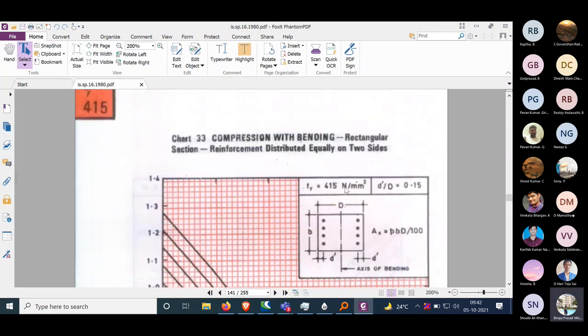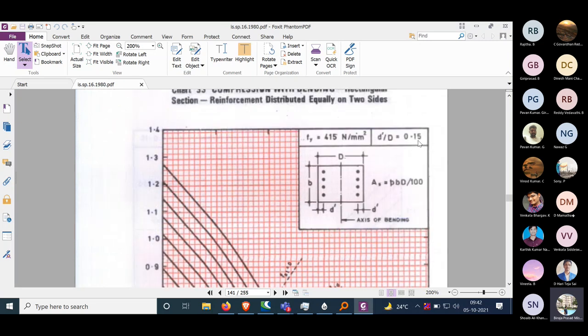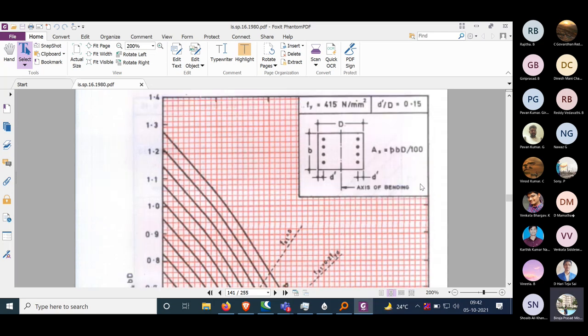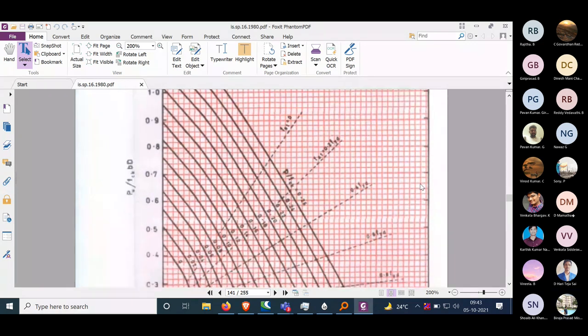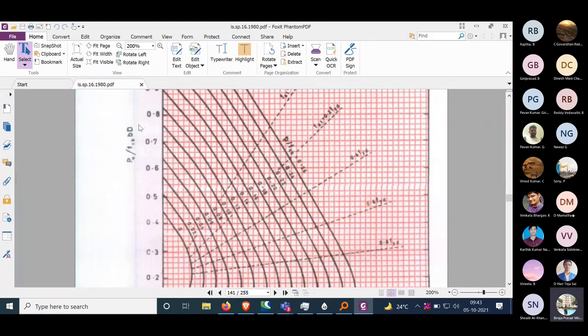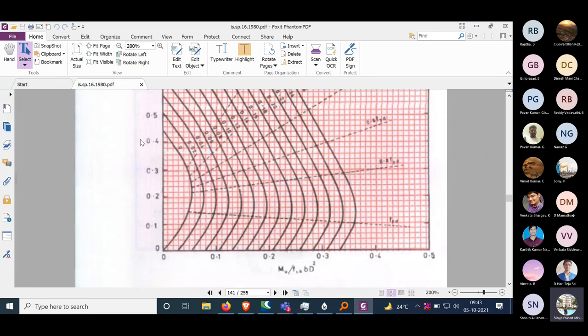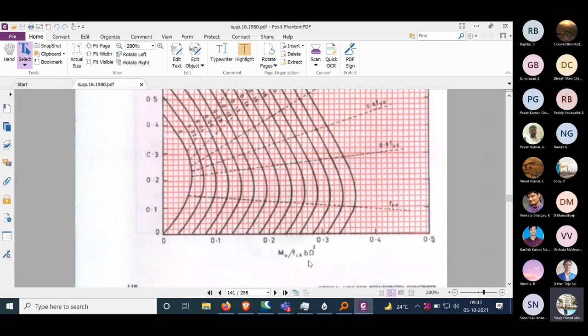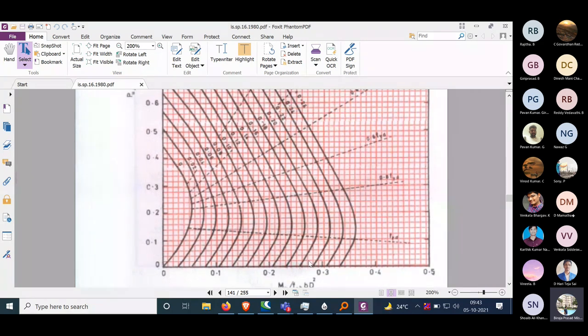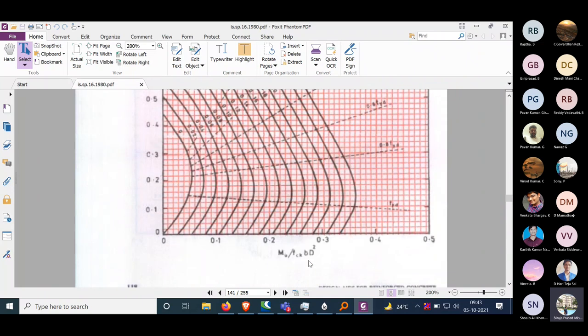Okay, so Fy, so here it is compression with bending, and here again the reinforcement is to be distributed equally on the two sides. So d dash by d is 0.15, and As equals pbd by 100. Okay, so here we have Pu by fck bd, or Nu by fck bd, and here we have Mu by fck bd square. Okay, so here you can see Mu by fck bd square is 0.046.